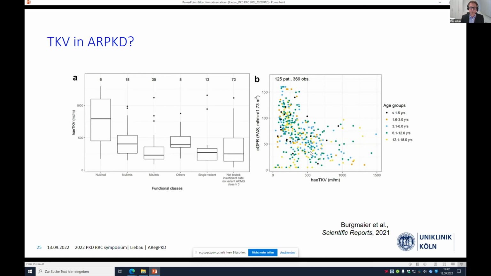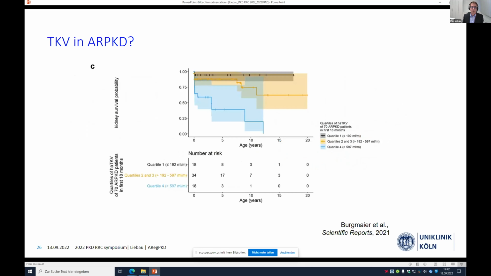And again, that fits to what, for example, the NIH cohort has previously shown. However, what we did see is that the ones with the largest kidneys showed the poorest kidney survival early in life. So what we did here is we looked at different quartiles of the kidney volume. So the blue patients are the ones in the largest TKV quartile in the first 18 months of life. And what we see is that here kidney survival was poorest compared to the other groups.